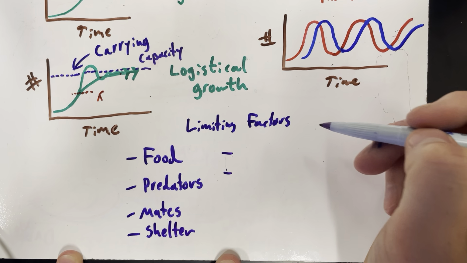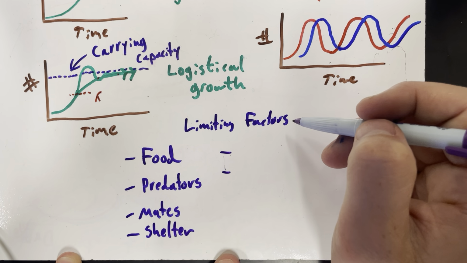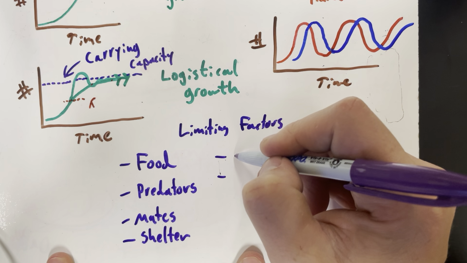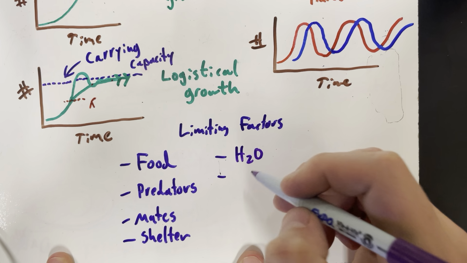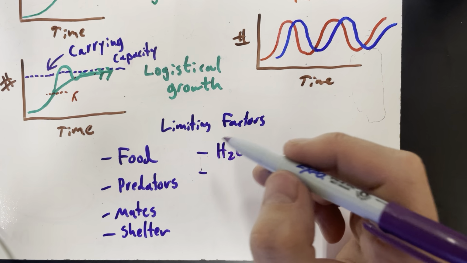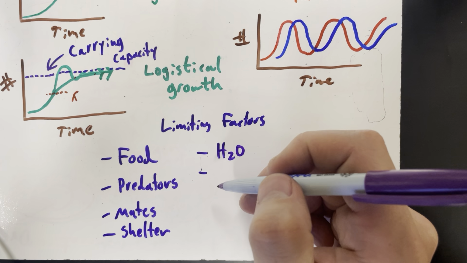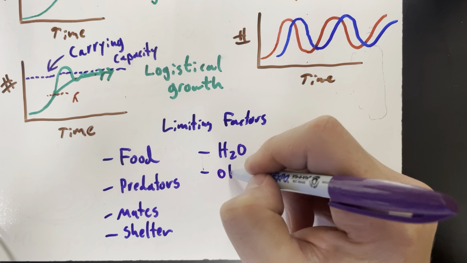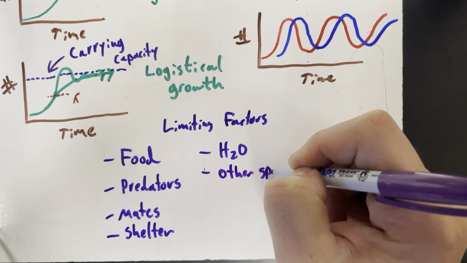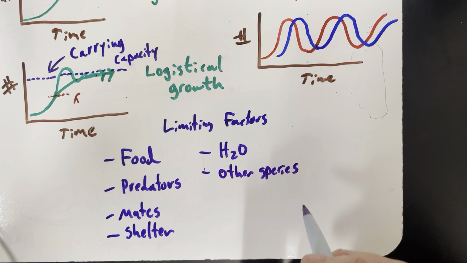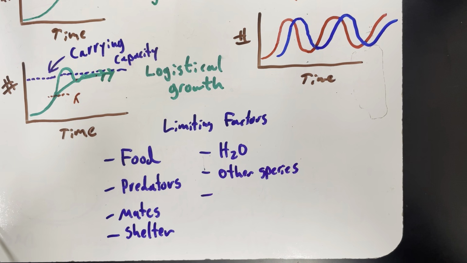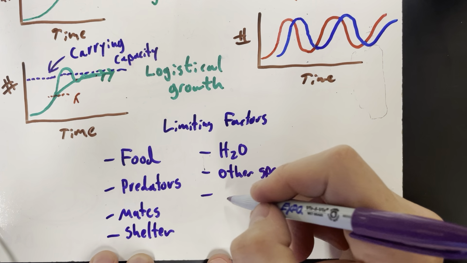What else? Luck. We'll ignore luck for now. Water? Water, yep. Definitely a limiting sort of thing. Other species, more species. Yeah, other species might compete for these sorts of things and push you out. Ooh, climate. Yeah, climate tolerance. I like that.